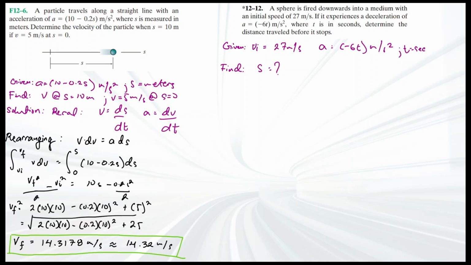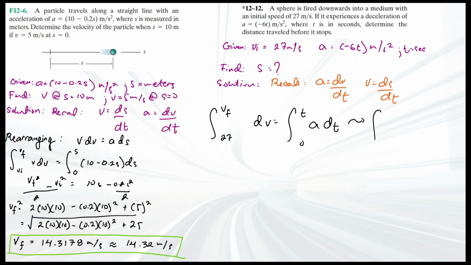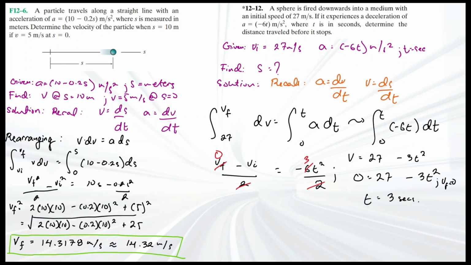In this regard, recall again the equations: a equals dv/dt, the change in velocity with respect to time, and velocity is the change in position with respect to time. We need to find the change in velocity so that we can determine our total distance traveled. So we're going to use the acceleration formula and integrate it, just to simplify. We assume the final velocity will be 0 because it's going to stop anyway. Simplifying further, we get the total time t equals 3 seconds.